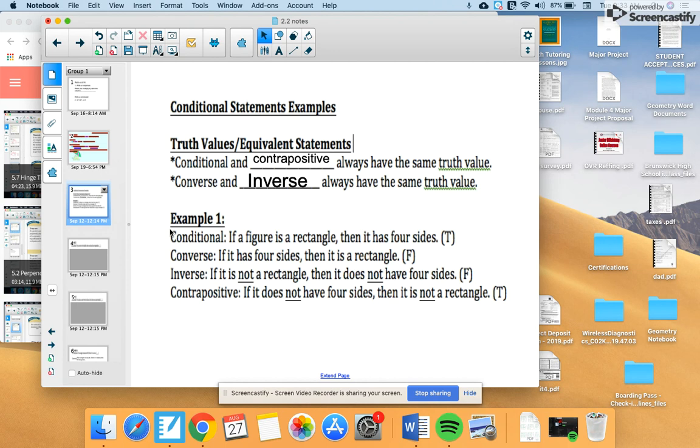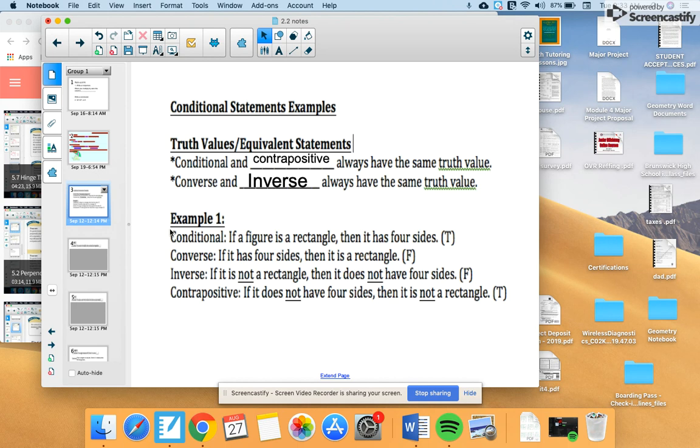Now, the converse of that, we're switching the hypothesis and the conclusion. So if it has four sides, then it is a rectangle. Now, that's not necessarily true because we have other shapes that have four sides. So for example, I could say a square. So that is a counterexample, which would make the converse false.